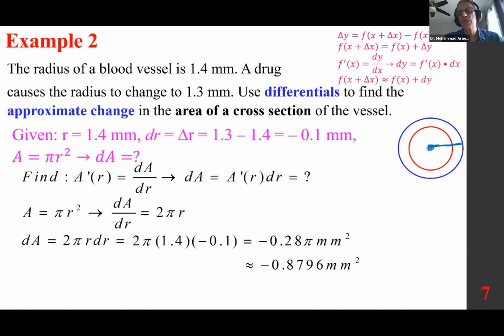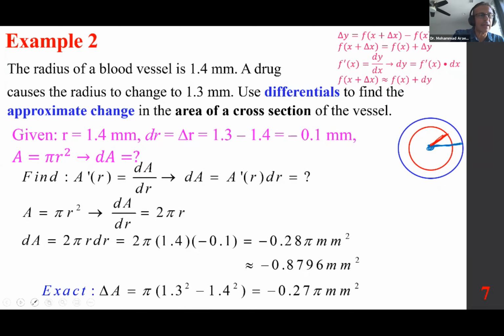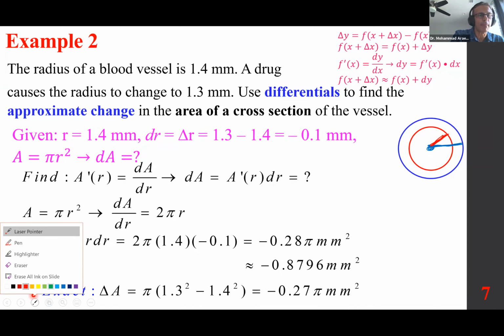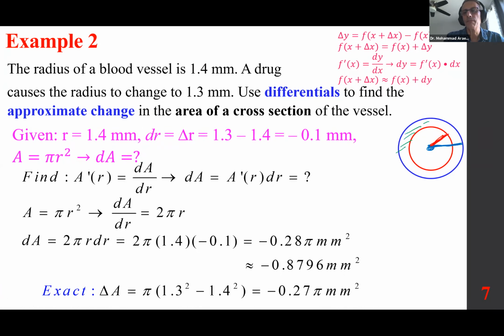So we have this radius and it shrinks to this radius. Therefore, all we have to do is calculate the area of the new one with the radius of 1.3. So pi r squared, replace it with 1.3, calculate, that's the area of the small one. Then replace it with 1.4, that's the area of the larger one. And this would be the difference between the two. And that's an exact answer.